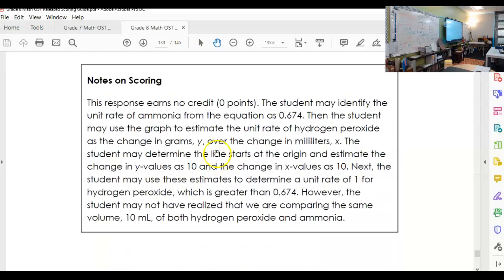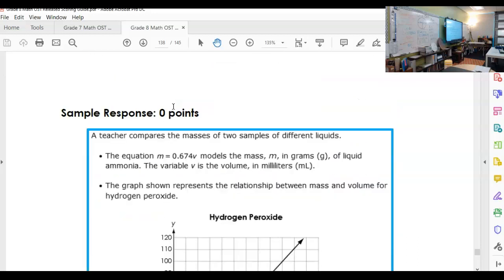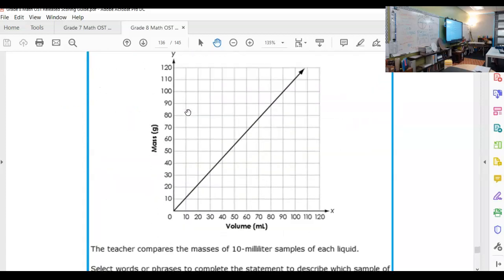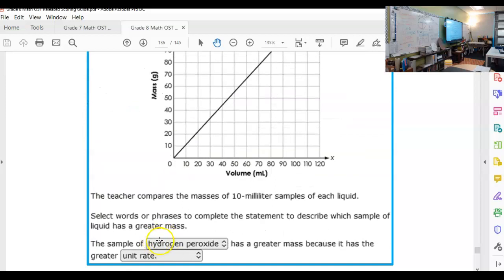Always pay attention to how many points it's giving you, and this was the only reason I was a little afraid of putting the whole answer key up. There's a lot of wrong answers, so you want to look for one that has like 1 point given. So what this should have been is hydrogen peroxide has the greater mass because it's got a greater unit rate. That unit rate is your slope. When we're looking at a proportional graph, the slope is the unit rate.